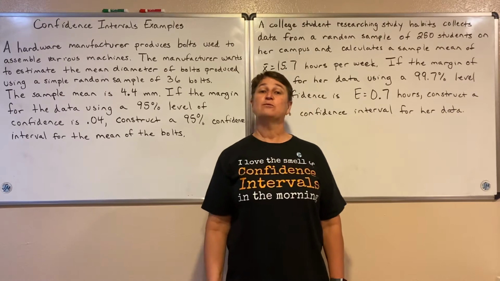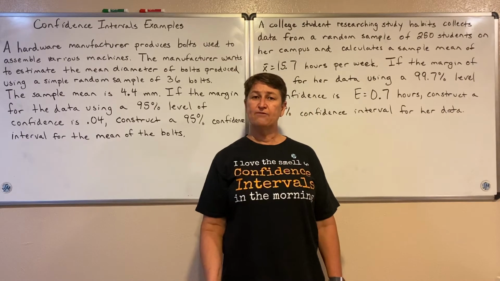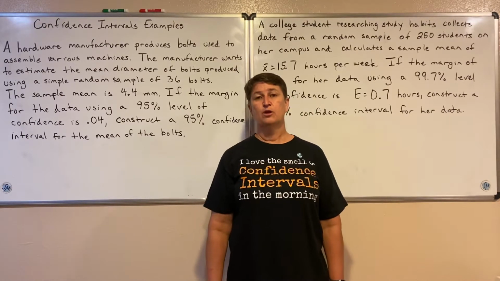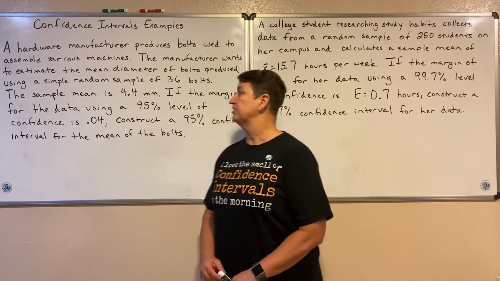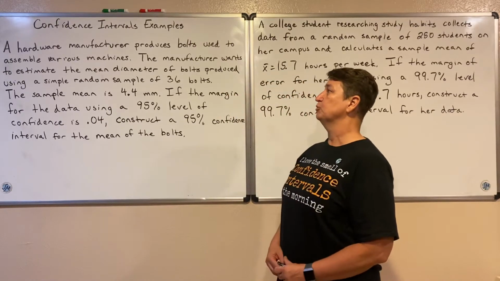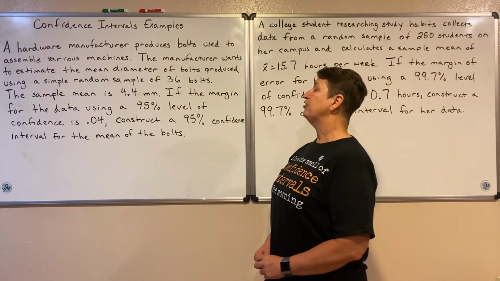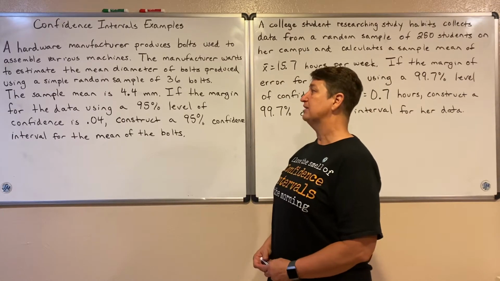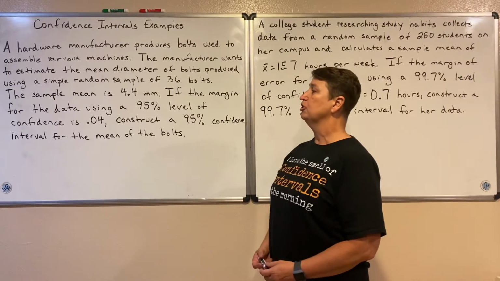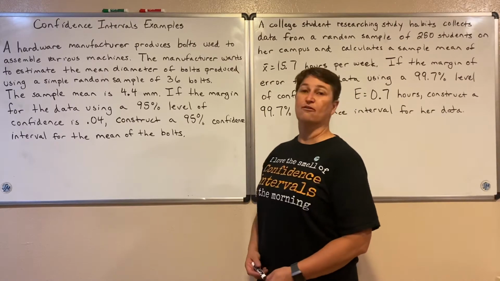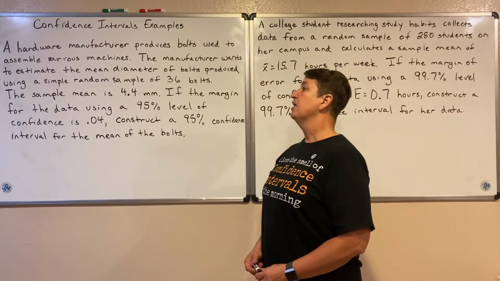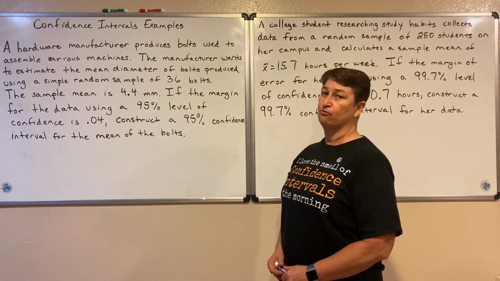Let's find some confidence intervals when we're given the margin of error. So first problem says, a hardware manufacturer produces bolts used to assemble various machines. The manufacturer wants to estimate the mean diameter of bolts produced using a simple random sample of 36 bolts. The sample mean is 4.4 millimeters.